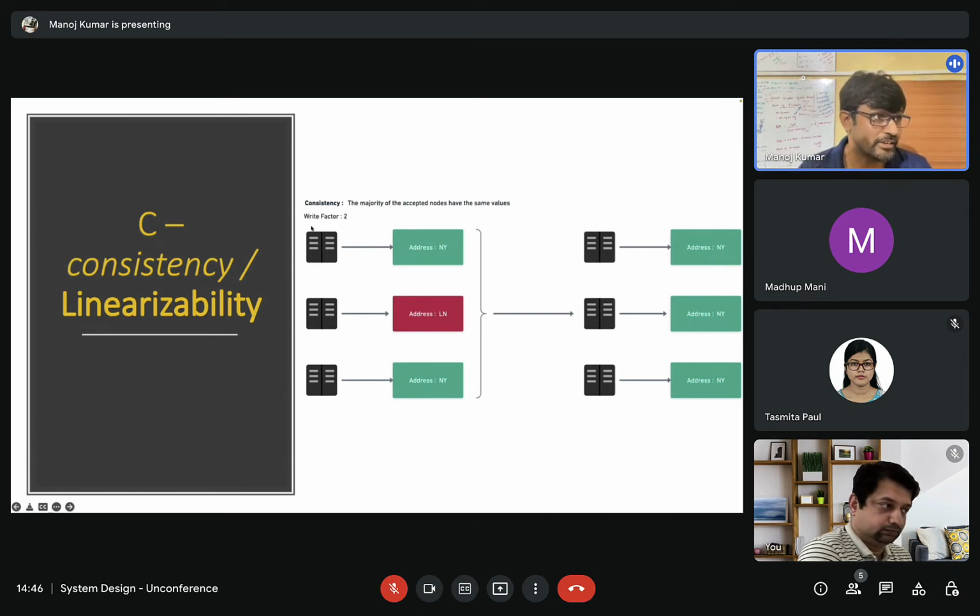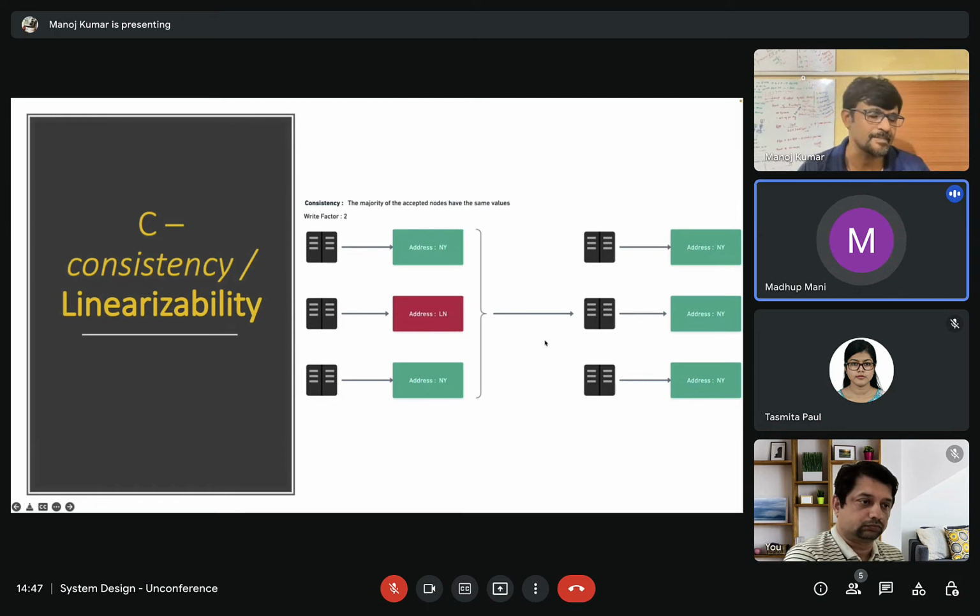So when you tell right factor of 2, 2 nodes have to get written by the master. Master has to get an acknowledgement from those 2 nodes. This third node, which is in red, actually, I think this is a mistake here. It should be in green. So the third node gets replicated. The third node eventually becomes available, consistent.